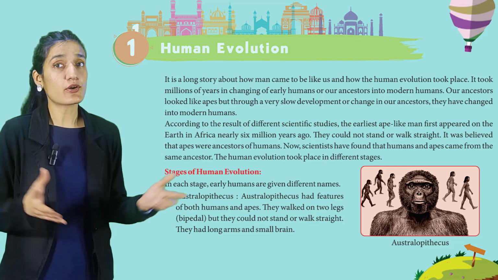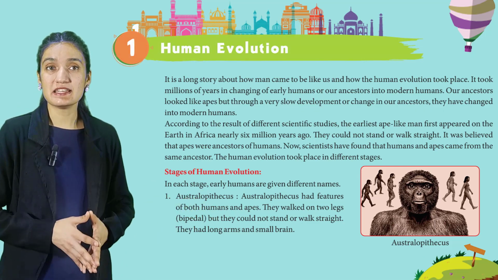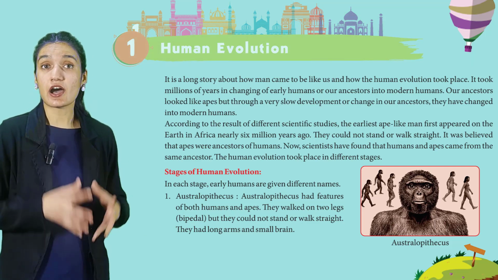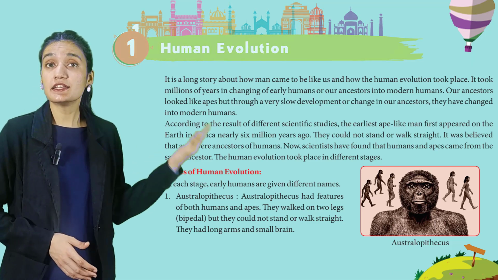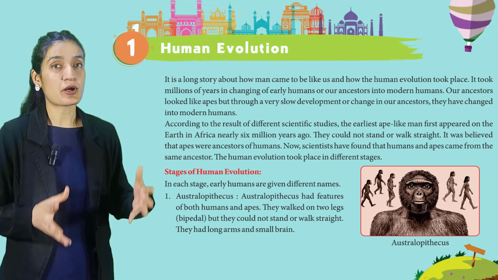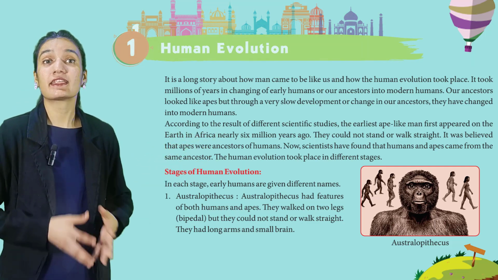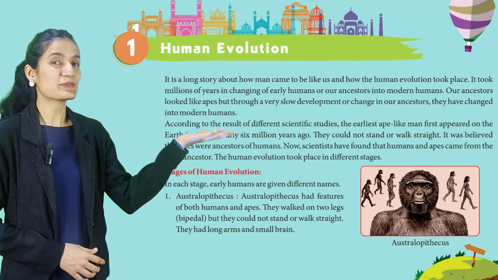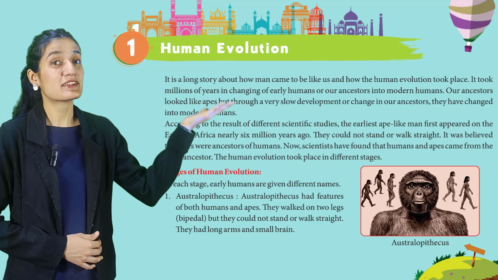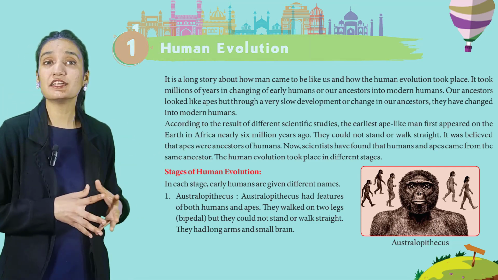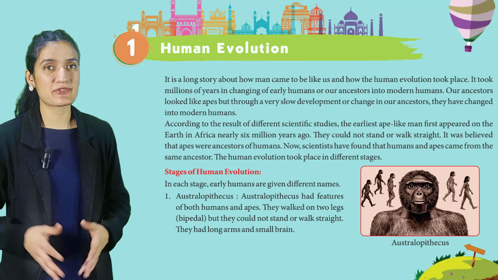They could not stand or walk straight. It was believed that apes were ancestors of humans. Now, scientists have found that humans and apes came from the same ancestors. The human evolution took place in different stages. Now, let's begin with stages of human evolution. In each stage, early humans are given different names.